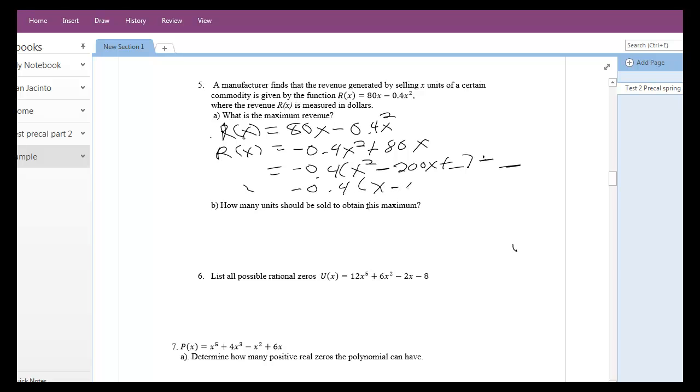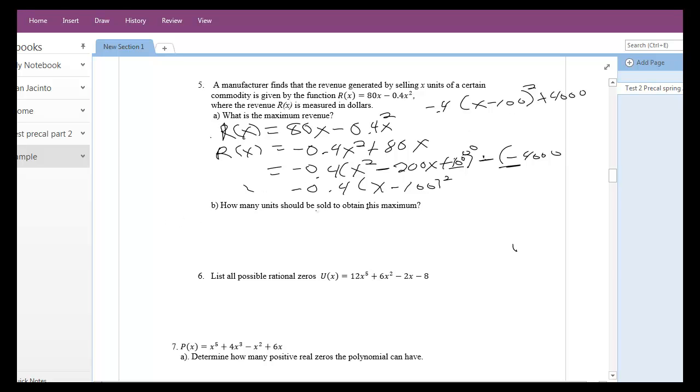Half of 200 is 100. We're going to square it. 100 squared is 10,000, four zeros. Check with the gatekeeper: that's negative 4,000. Now if you clean all that up, that should be negative 0.4 times (x minus 100) squared plus 4,000 because a negative times a negative.